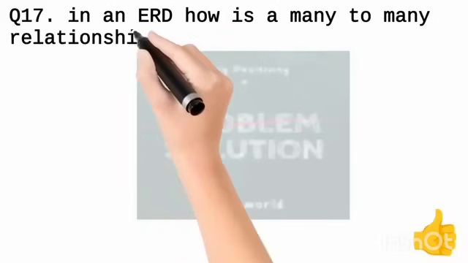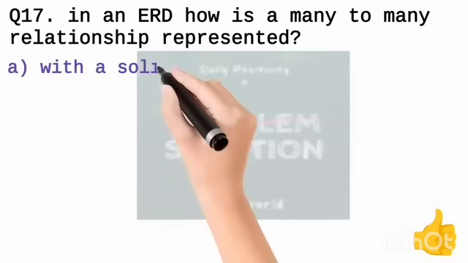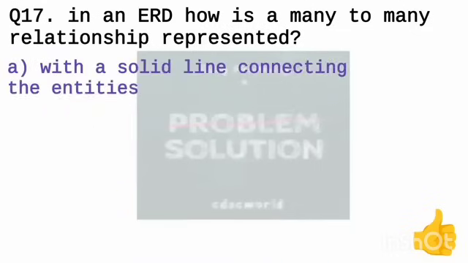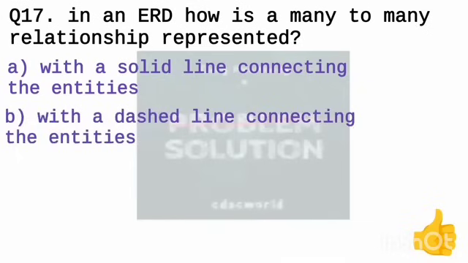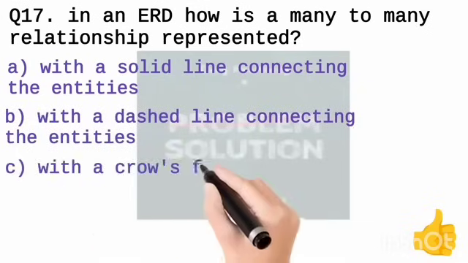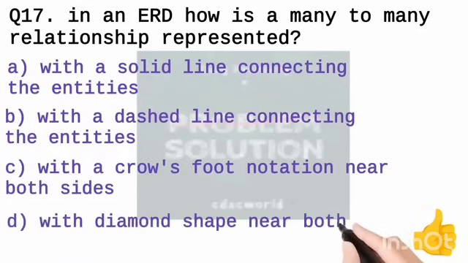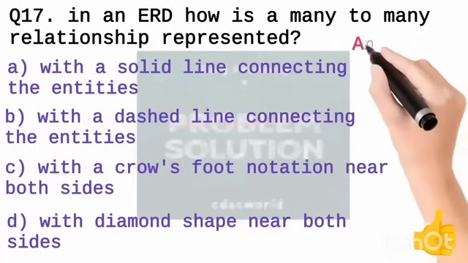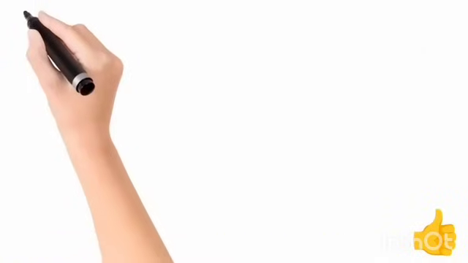Query number 17. In an ERD, how is a many-to-many relationship represented? Option A. With a solid line connecting the entities. Option B. With a dashed line connecting the entities. Option C. With a crowfoot notation near both sides. And option D. With diamond shape near both sides. And the answer is C. With a crowfoot notation near both sides.